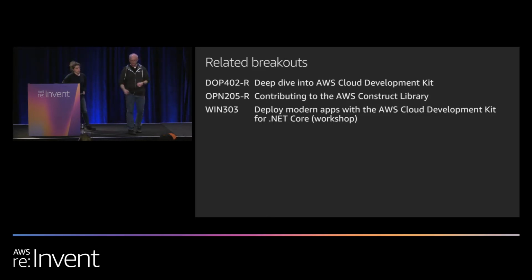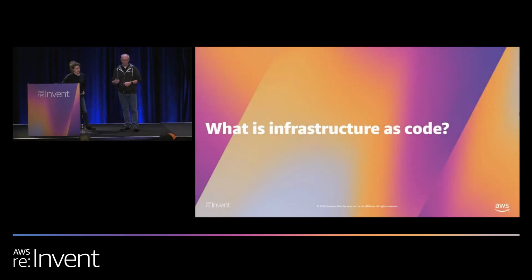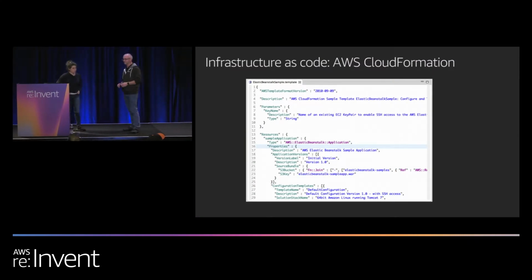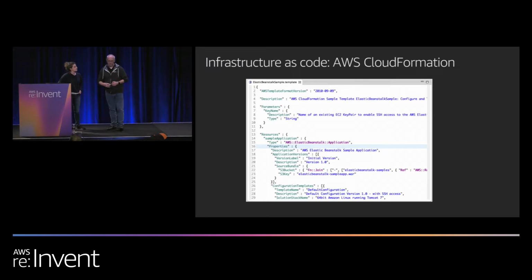Okay, so what is infrastructure as code? So this is infrastructure as declarative template. All right, this is a CloudFormation template in JSON. CloudFormation is our infrastructure provisioning service, right? You give it a declarative template that says, these are the resources I want to spin up in the cloud. And it goes off and does it, all right?